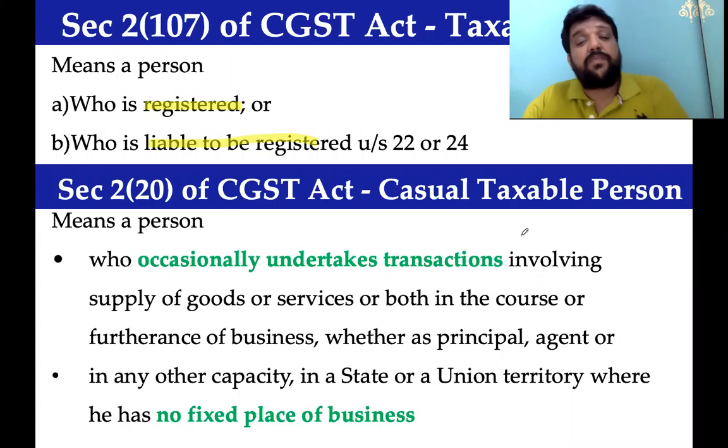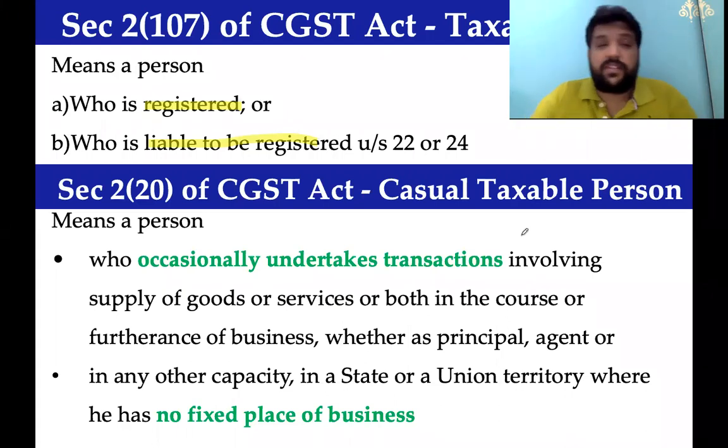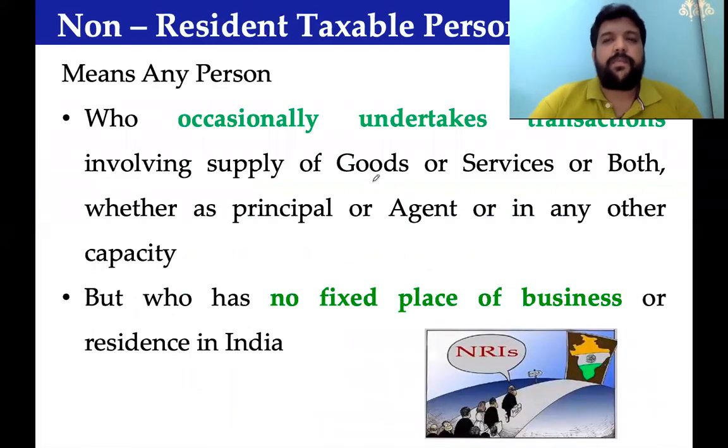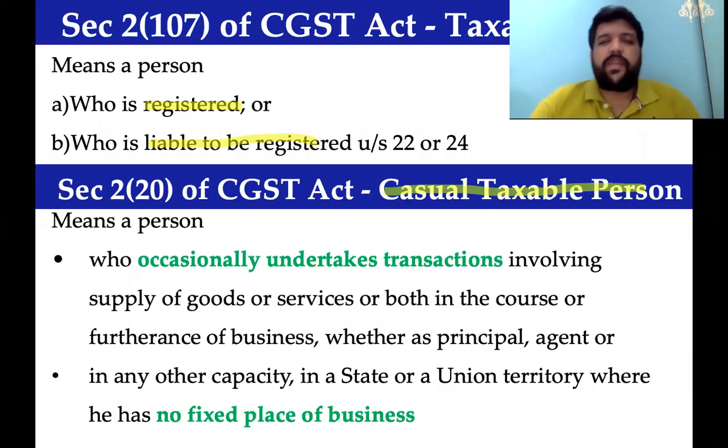That second part is more important. Who is liable to get himself registered. That is going to be the most important point. Not only people registered, but also those who are liable to get themselves registered. Apart from taxable person, we have two types of person. Casual taxable person and non-resident taxable person. What do we mean by both?